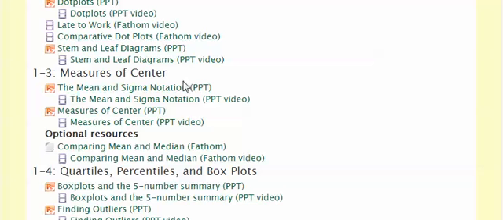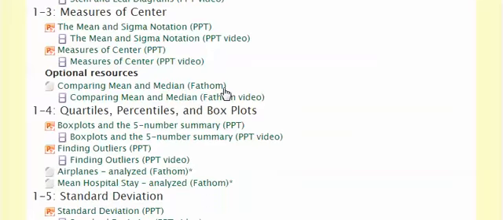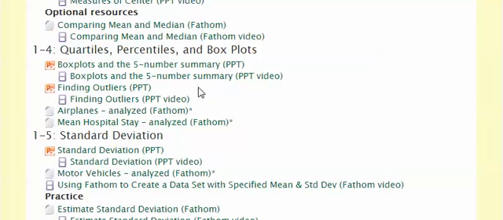Mean and sigma notation is something that is probably new for students, where they need to work hard to get all the details down correctly. What is definitely new for all students is box plots, 5-number summary, and specifically using that to find outliers.